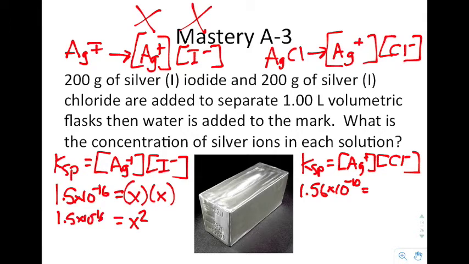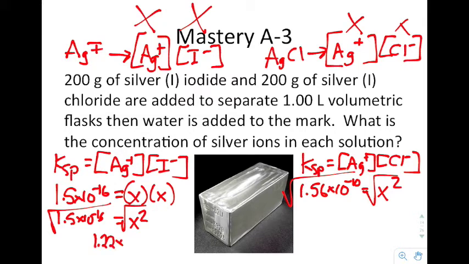So I can easily solve for x squared by taking the square root of both sides. For 1.56 times 10 to the minus 10th, I can easily say, okay, for every one of these, there's one of those, so you get x squared as well. Take the square root of both sides, and that will tell you the solubility of each. Now, if you were to look at the solubility of silver iodide, it's 1.22 times 10 to the minus 8th molarity, okay, which is a really, really small value.